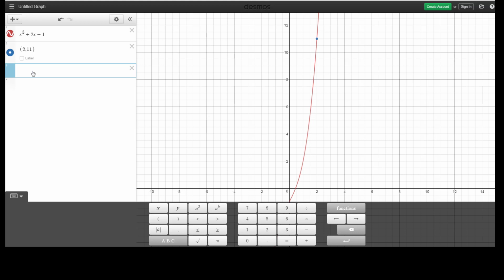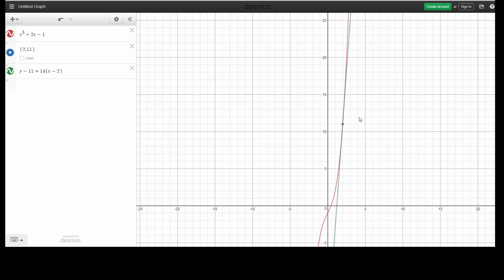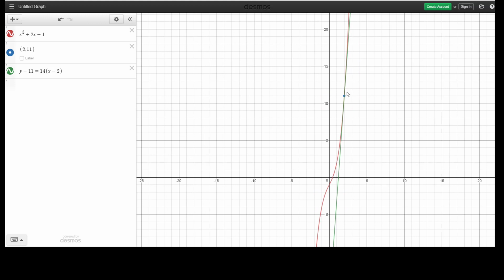Now we can write the equation of that line really easily using point slope form. Y minus y1, so y minus 11 equals m, which is the slope, times x minus x1. And notice, there is our tangent line. It's really steep, so it's kind of hard to tell, but there is clearly our tangent line at the point 2, 11.